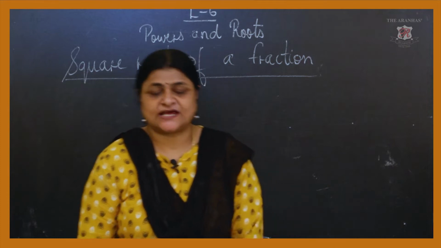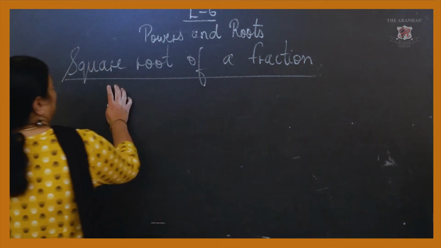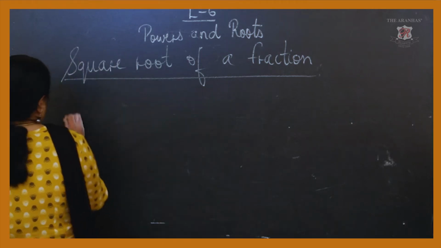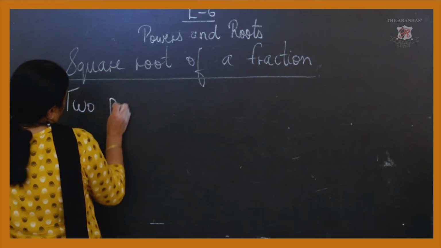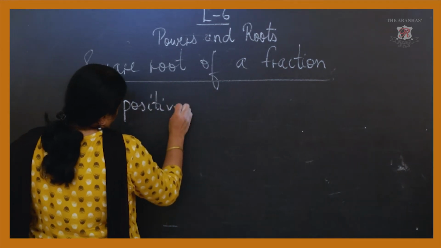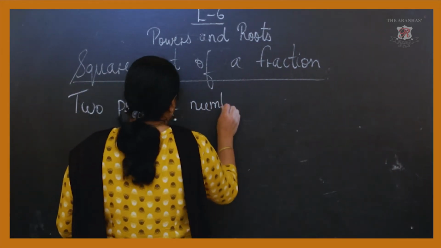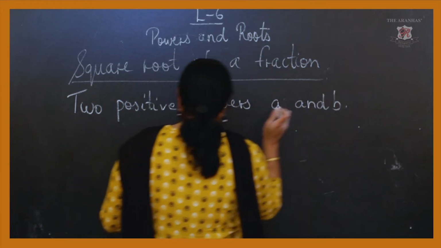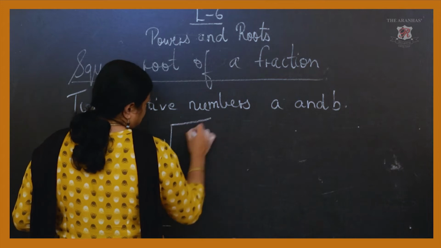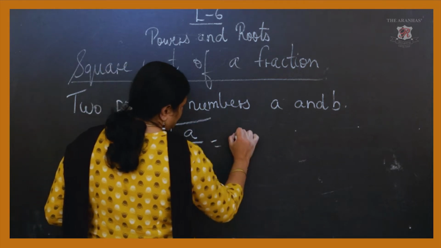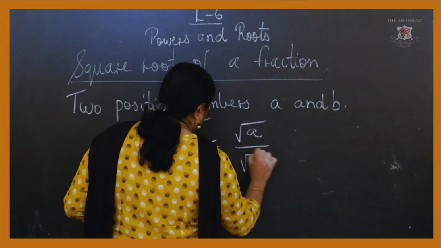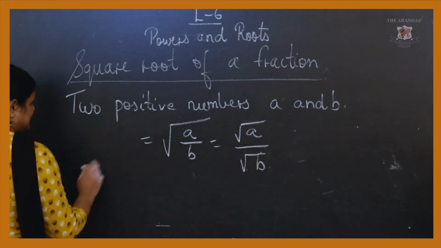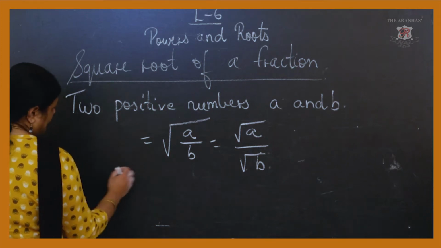So we will start with this. Now over here, when I am telling you all about the square root of a fraction, here we are having two positive numbers A and B. Okay, so it will be what? Root A upon B is equal to root A upon root B. This is the way we are going to write it.